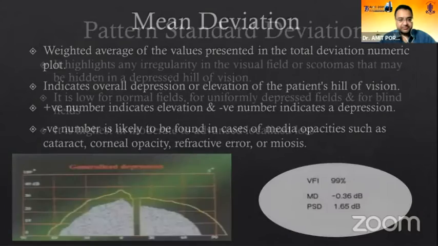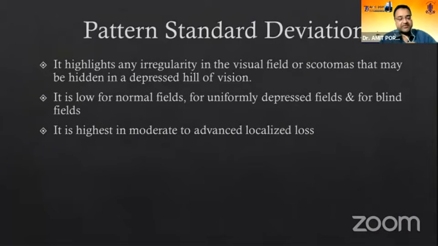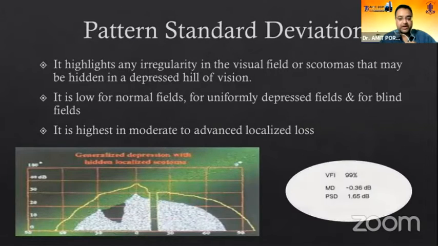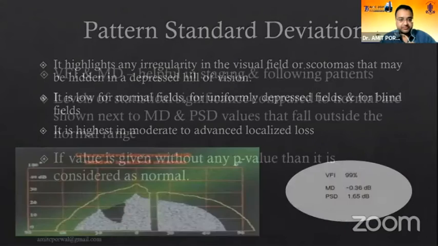or miosis. Coming to pattern standard deviation, it highlights any irregularity in the visual field or scotomas that may be hidden in a depressed hill of vision. You can see in this picture, it is low for normal fields, for uniformly depressed fields, and for blind fields. It is highest in moderate to advanced localized loss.